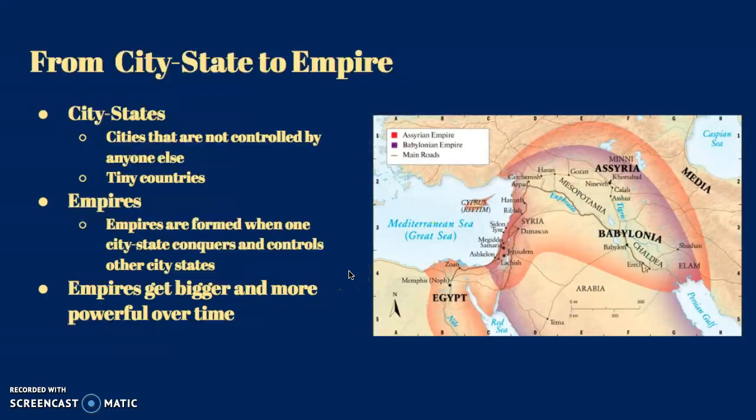What happens over time, though, is some of these cities become more powerful, and they're able to send their armies out and take over and conquer other cities. And when this happens, you get the first empires. So an empire is when one city-state is able to conquer and control one of the other city-states. And over time, as roads get better and armies get more advanced, you start to see bigger and more powerful empires. And next week, we're going to look at the Persian Empire, which is the biggest empire to develop in the ancient Middle East.